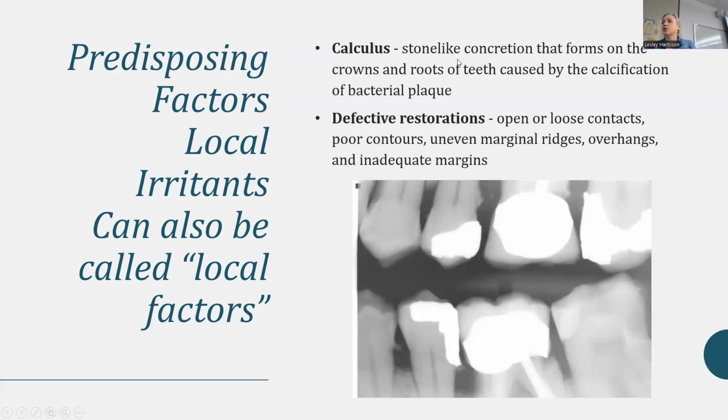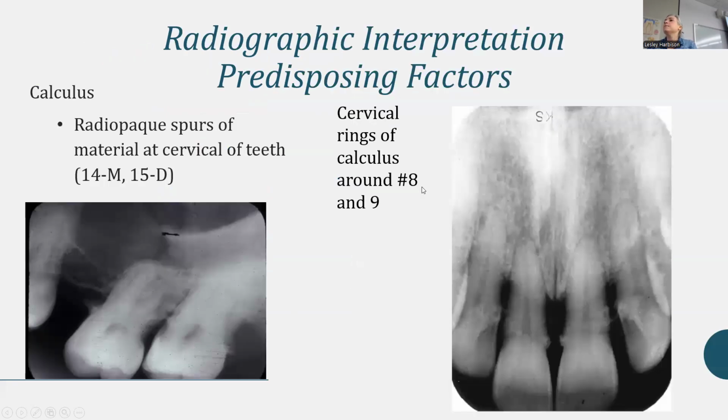So calculus is that stone-like calcified plaque, essentially. Defective restorations could be open margins, loose contacts, poor contours, uneven marginal ridges, overhangs, and inadequate margins. Some more calculus, lots of calculus, wraps all the way around the buccal and the lingual. Cervical rings of calculus basically is what we would call it, around 8 and 9.